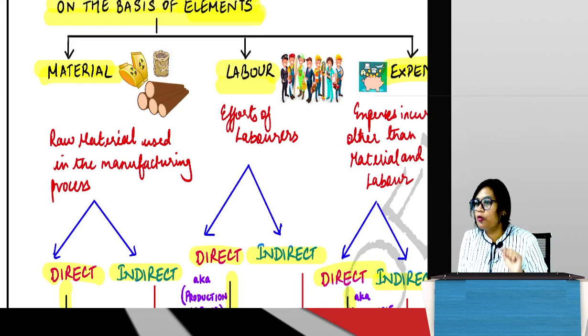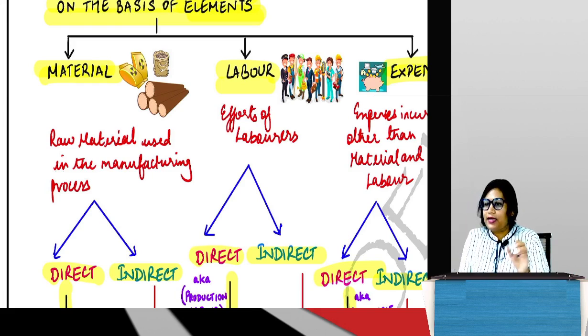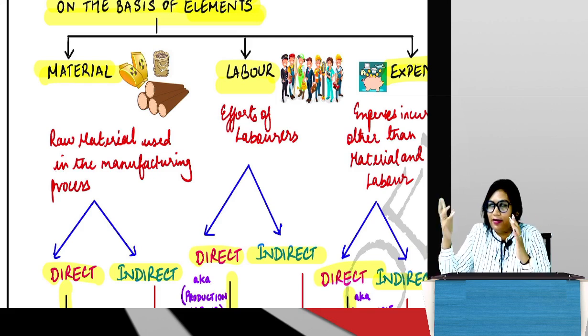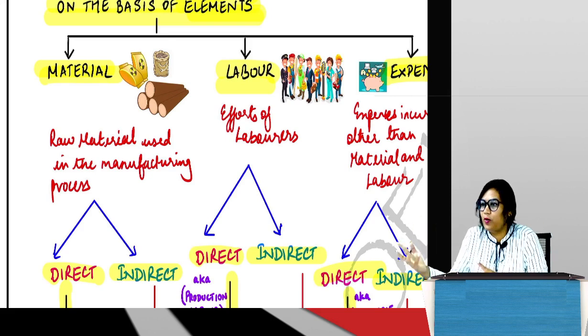So if I ask you tomorrow, what is the classification on the basis of elements? What will you say? Material, labor, expenses. So I'll tell you why most people get confused here. Why does that confusion come? Material, labor, overheads. Why? Because that is the sequence of your chapters.